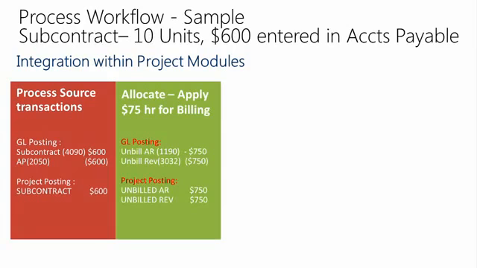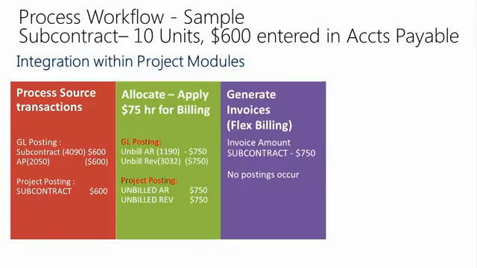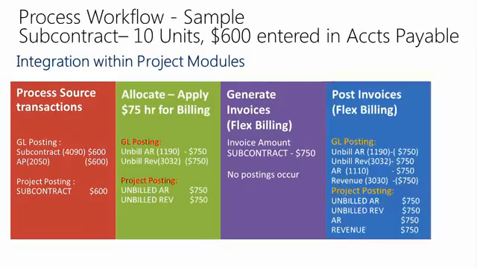Allocator is so powerful that it allows you to choose your billing rates. And those billing rates can vary by the type of account, the type of work, the project, the task. We have a lot of choices on how we can identify the billing rates. Then we'll generate an invoice for the subcontract piece, and then also do the flexible billings posting at the time that the invoice is created. Same accounts are cleared as we saw before.